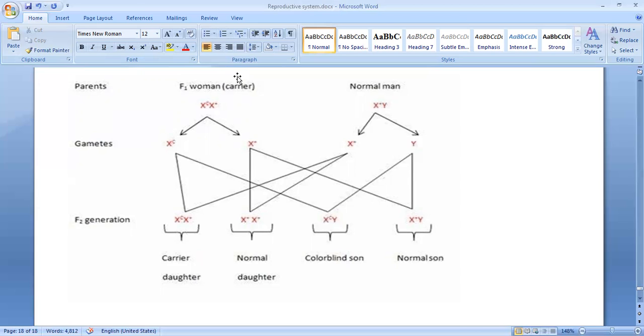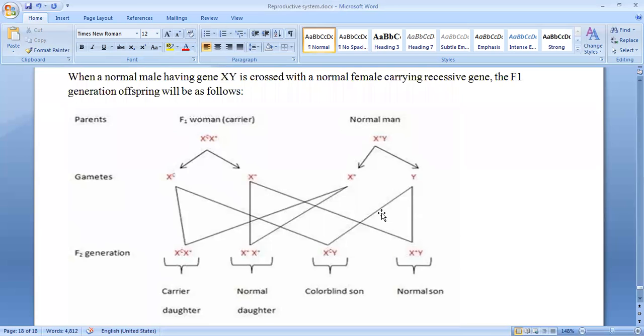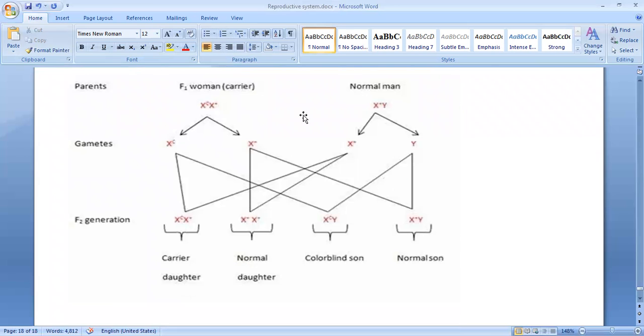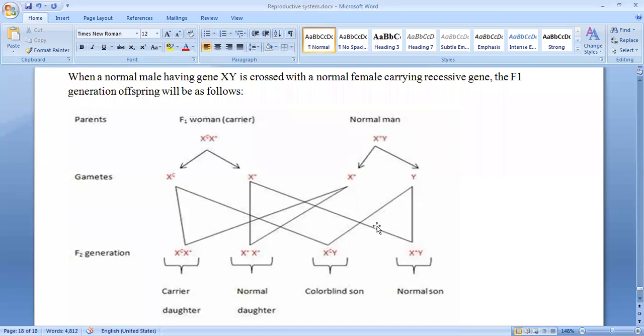And what is the other possibility? That the X star of the woman combines with the Y of the man. The X star is the normal vision gene. So then that X star Y will be the son with normal vision. So like this, there are different possibilities. Again, if you want to work it out for your interest, you can consider what will happen if you have a color blind man crossing with a normal woman, or a color blind woman and a color blind man crossing. If you have a carrier woman and a colorblind man, when they have children, what will be the possibility? Like that, there are different scenarios.